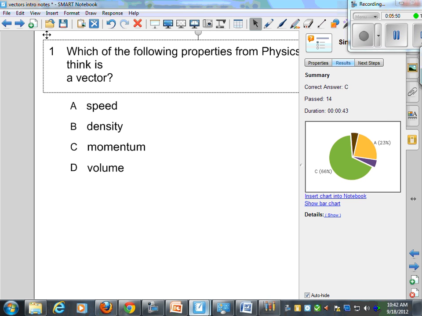Because speed is actually just the speed. Velocity is speed plus the direction. The vector version of speed is velocity.